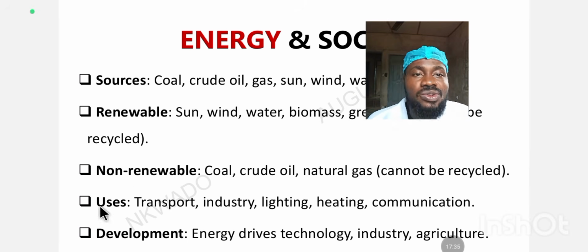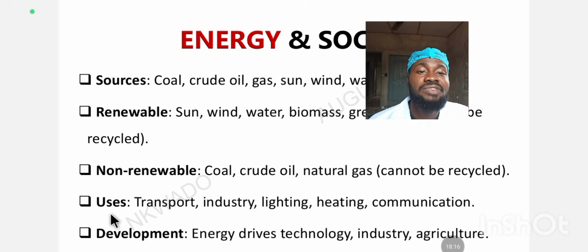So let's look at the uses of energy. We use it for transportation. We use it in industry to power machineries and for industrial processes. We also use energy for lighting. It gives us light. And we use it for heating, heat energy at home when we cook. It's energy we use to cook, heat energy. We also use energy for communication. We use electrical energy for communication, and so on and so forth.